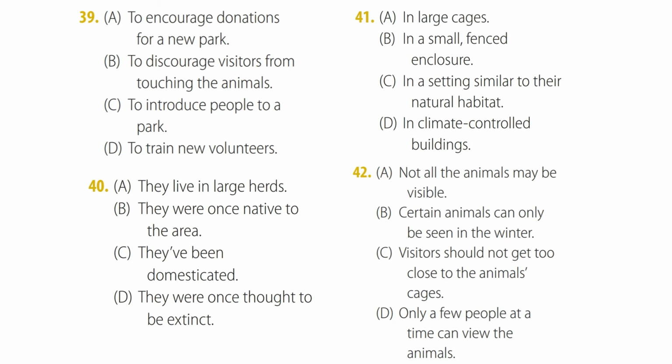Number 40. What do all of the animals in the park have in common? Number 41. Where are the animals kept? Number 42. What does the speaker imply about seeing the animals?